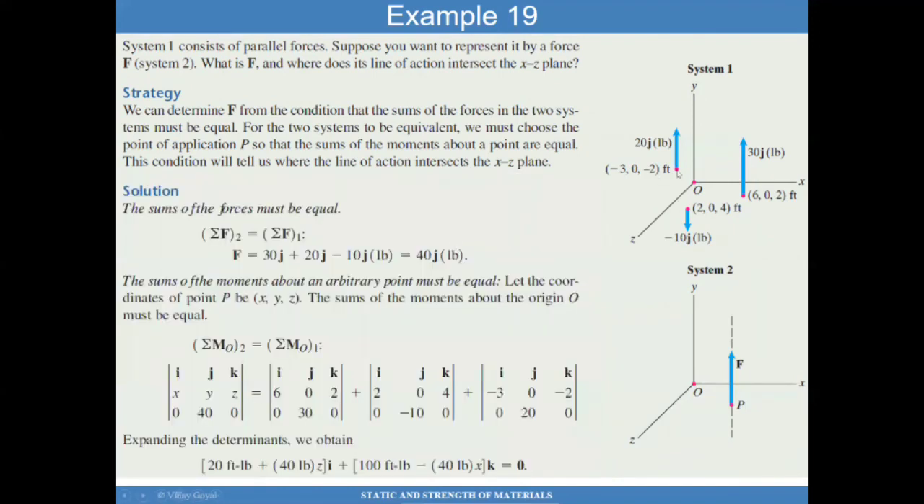So here we simply add all the forces together for this system. So I get 30 minus 10 plus 20J, and I get 40J. So we know it's 40J, and that's done.